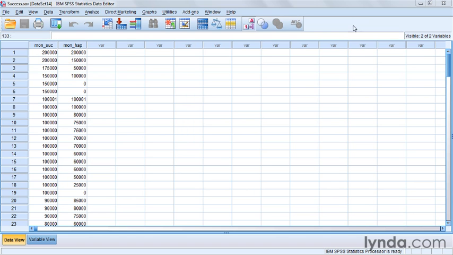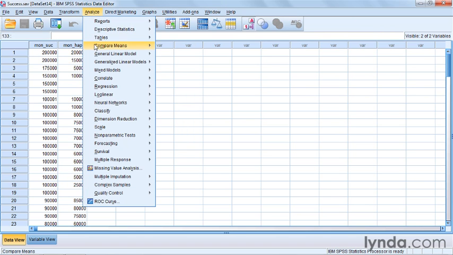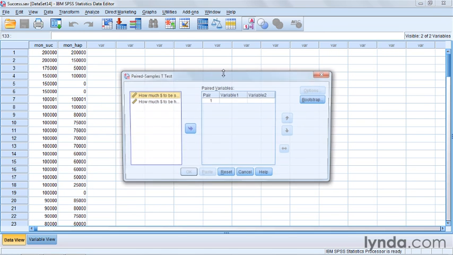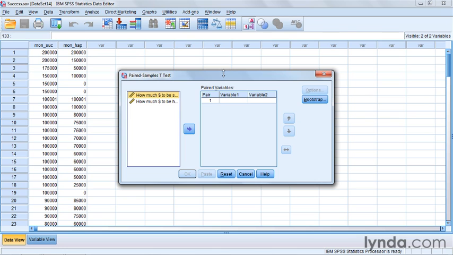To do this, we come up to Analyze, to Compare Means, to the Paired Samples t-test. And what you need to do is select two variables at a time. This is easy because we only have two variables. So I select both of them over here, shift clicking, and then you move them over to the right as a paired variable.